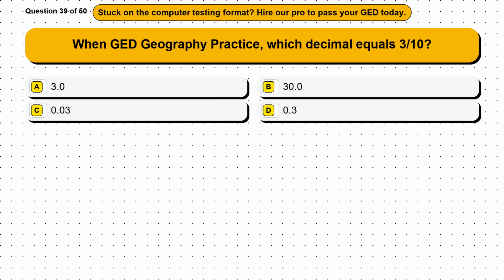Question 39. When GED Geography Practice, which decimal equals 3/10? Option A, 3.0. Option B, 30.0. Option C, 0.03. Option D, 0.3.